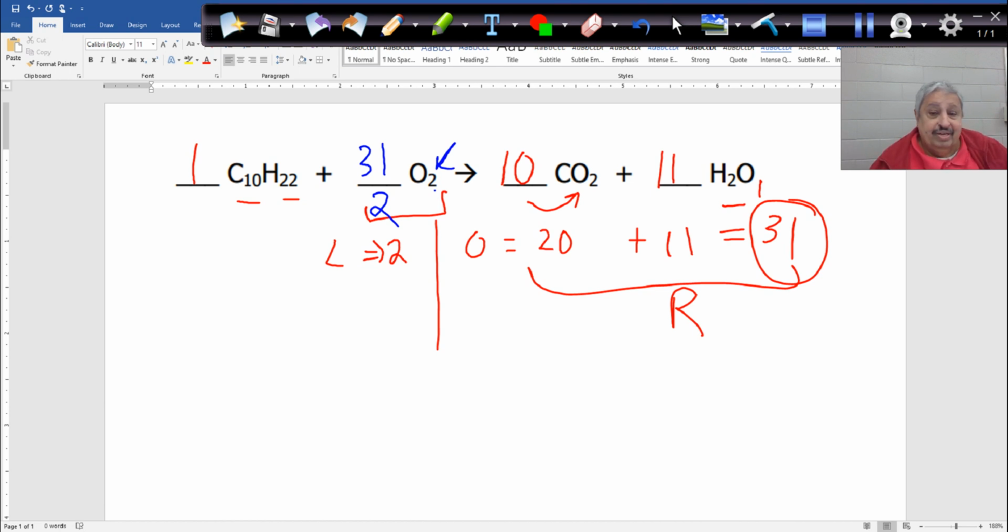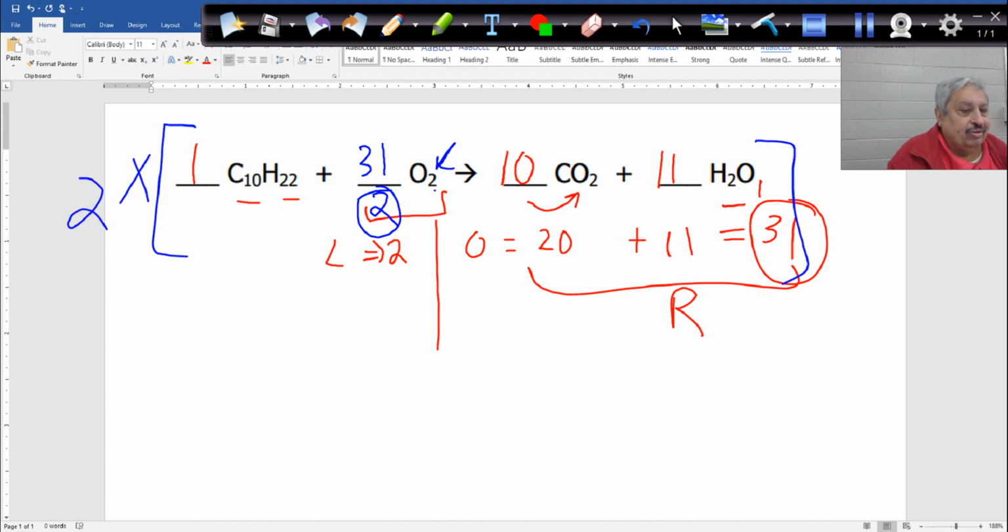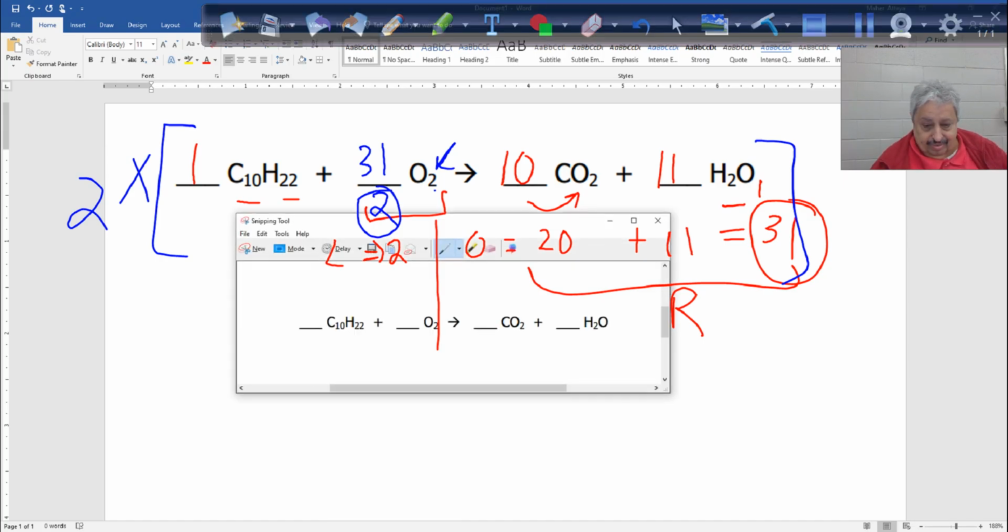Now, my intuition will tell me that's not correct, because nature does not support any fractional elements or molecules or compounds, correct? So what should I do? Since it's 2 here, that's that fraction, not the 31. So I take the whole equation, multiply it by 2.